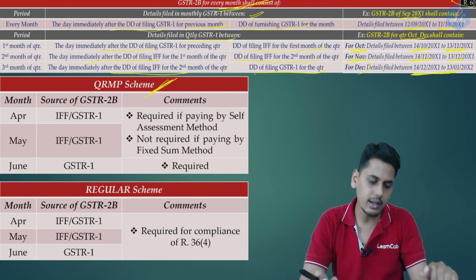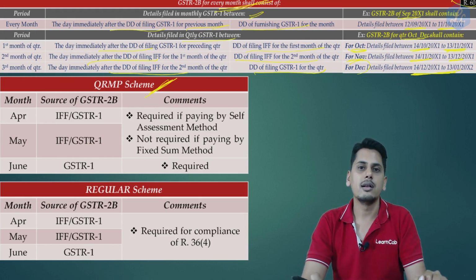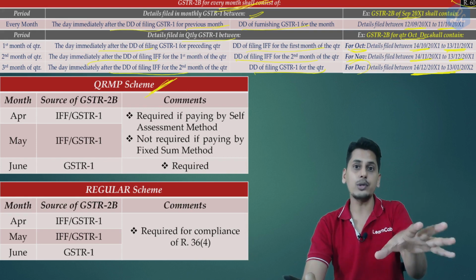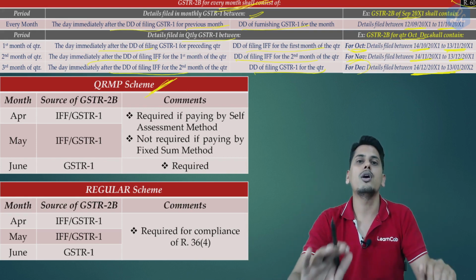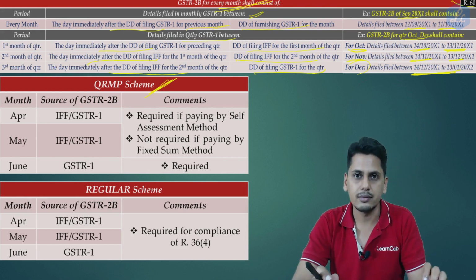Let's suppose for the quarter April, May and June, for the month of April, I'll have to pay taxes. If I am paying taxes under the self-assessment method, I'll calculate output tax minus input tax credit according to what? According to 2B of April. For the month of May, according to 2B of May.